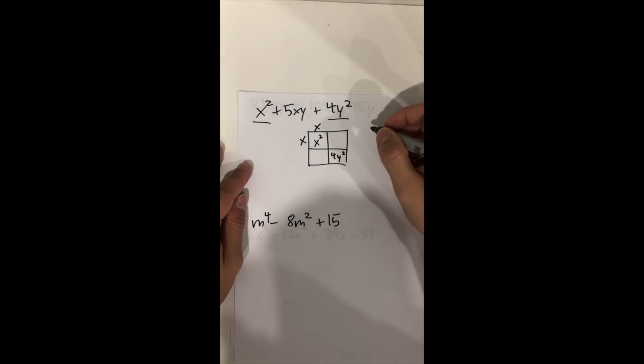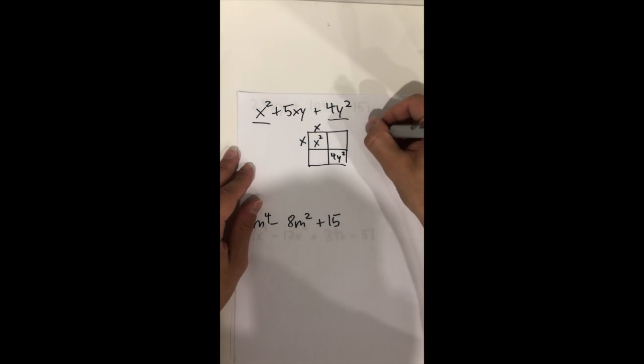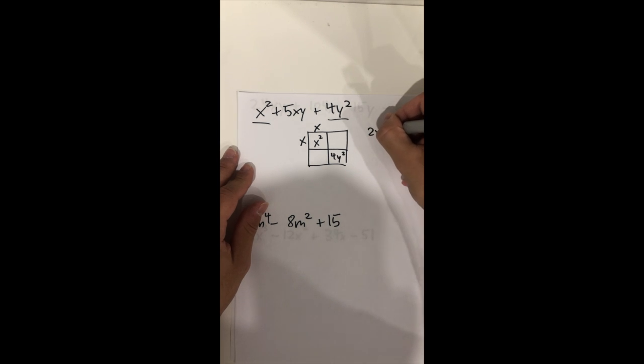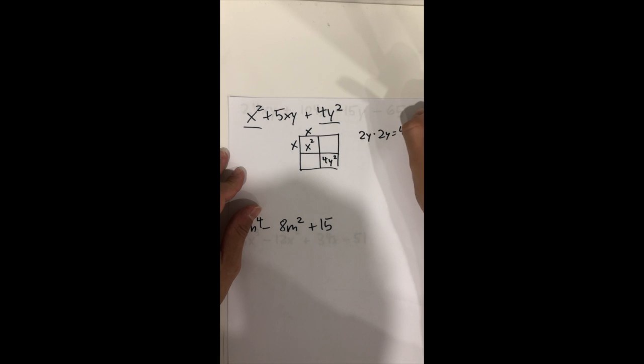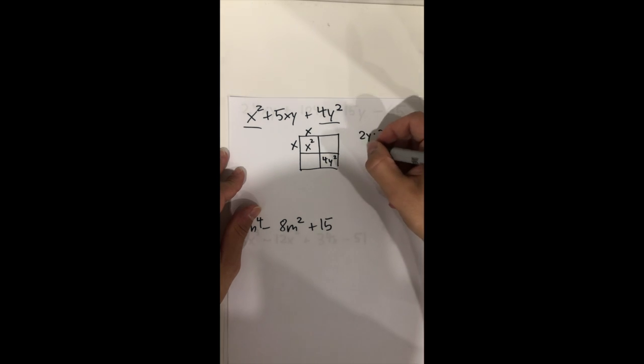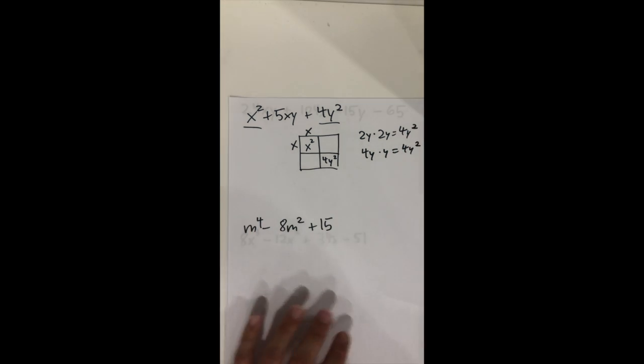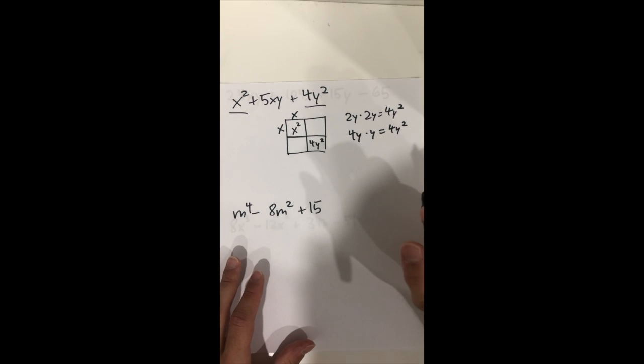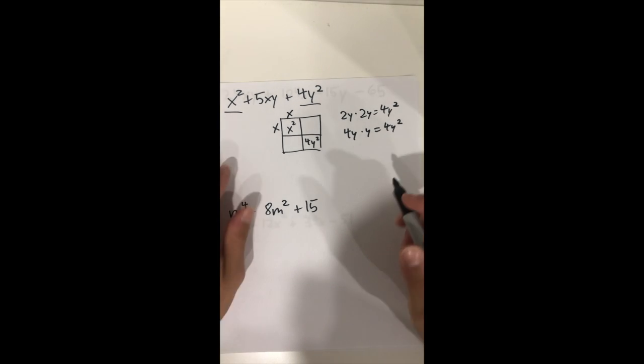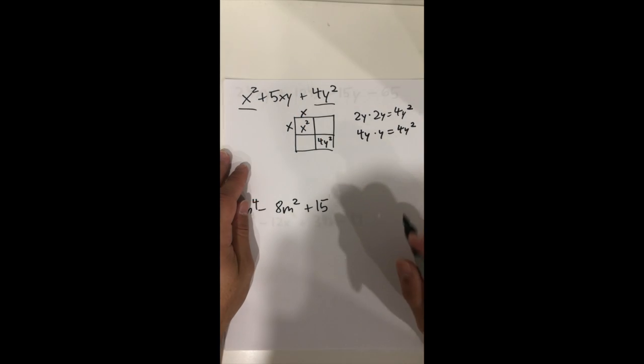4y squared. There's a couple different ways we could do this. You could do 2y times 2y equals 4y squared. You can also do 4y times y equals 4y squared. Now, you might be wondering, why is this important? Because we have the 5xy.